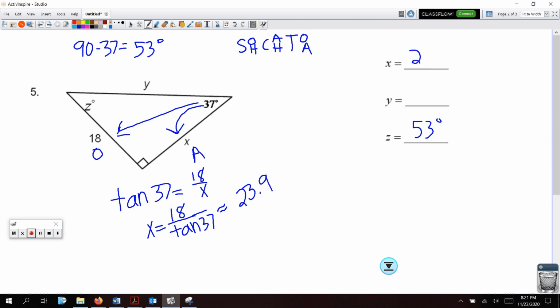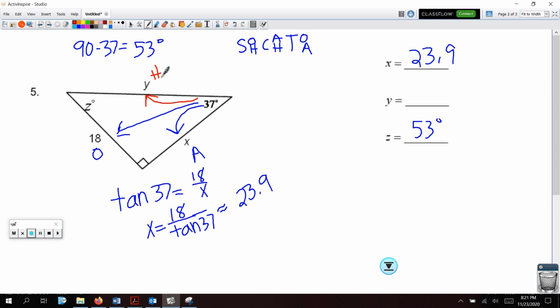So x is 23.9. Sorry, my decimal looks pretty crazy. All right, so now you could use the Pythagorean theorem to find y, but I really think a trig function is kind of easier if you're finding a missing side. So I'm going to change to red. So from this 37 degrees, y is the hypotenuse.